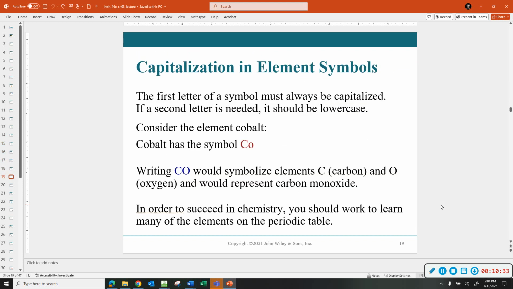All right. So again, be careful. Understand that the first letter is always capital. Second letter is always lowercase. So if there are two letters and one is lowercase, that's part of that element's symbol. So take, for instance, cobalt, Co. Well, if you're writing something out, you need to make sure that you don't write capital C, capital O, which is carbon-oxygen bonded, versus the element cobalt. Okay.